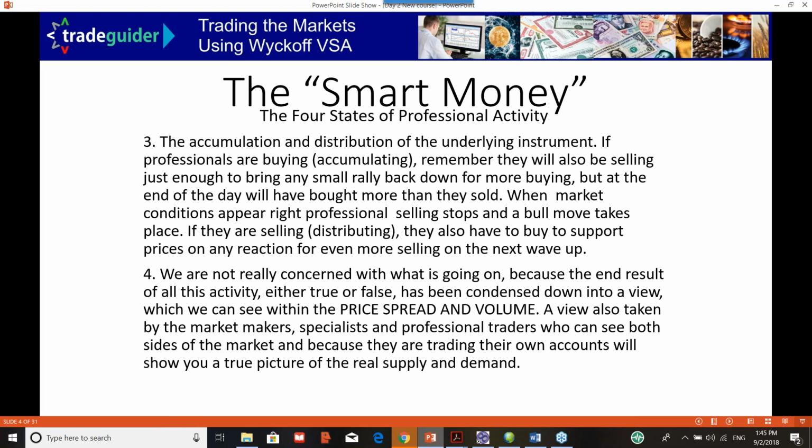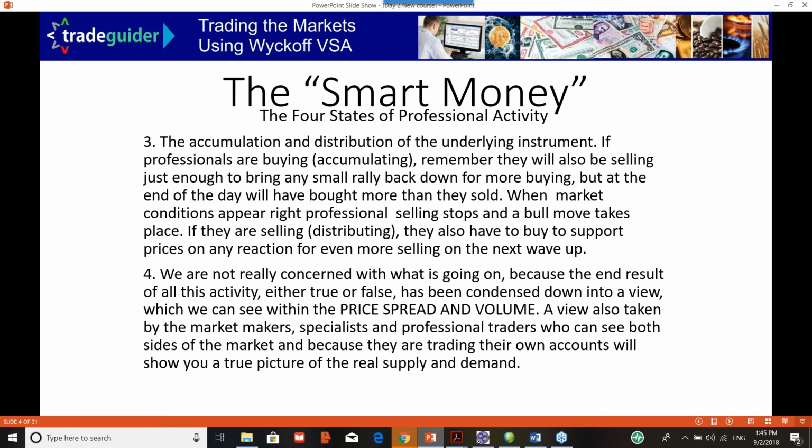Phase 3, the accumulation and distribution of the underlying instrument. If professionals are buying, they're accumulating. Remember, they will also be selling just enough to bring any small rally back down for more buying. But at the end of the day, they will have bought more than they sold. When market conditions appear right, professional selling stops and a bull move takes place. If they are selling, which is called distributing, they also have to buy to support prices on any reaction for even more selling on the next wave up.